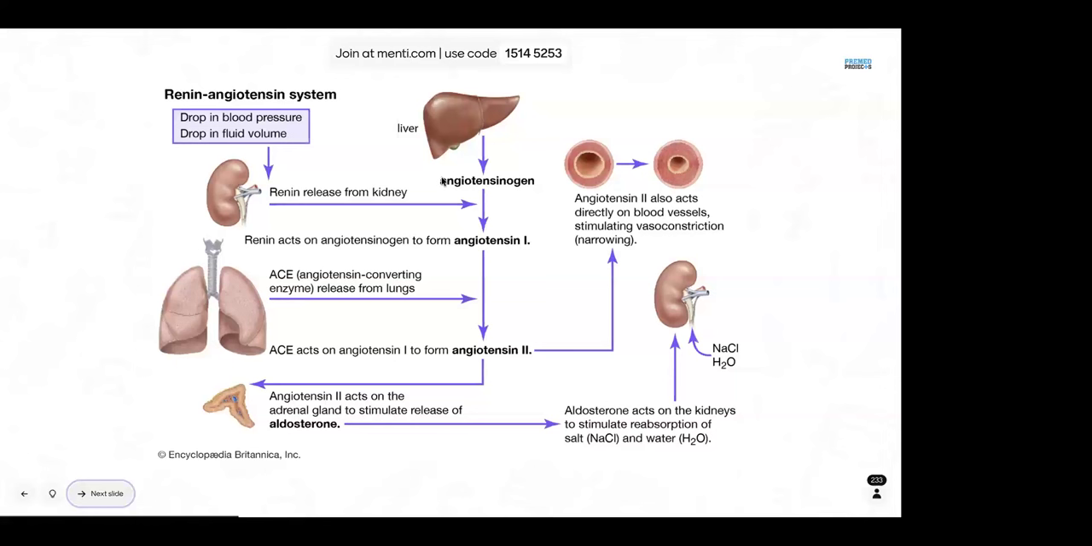Aisha is asking, when is angiotensinogen produced? It's produced all the time by the liver. It's just produced in the background, circulating in your bloodstream. Does that make sense? Renin is an enzyme. Yes, that's right.